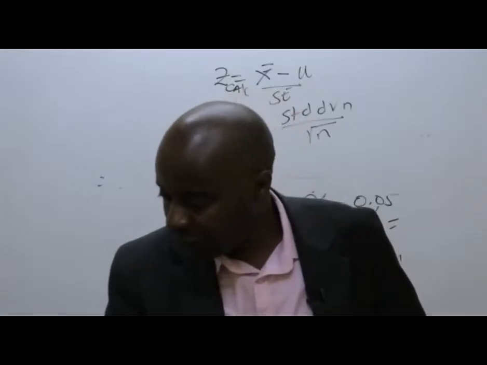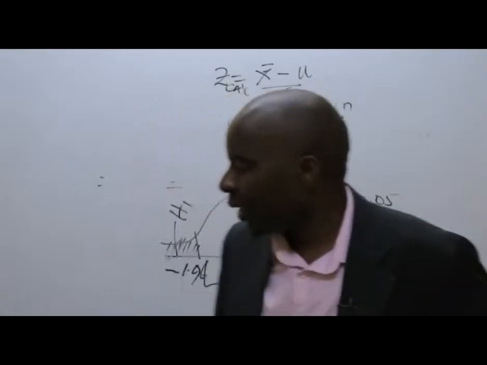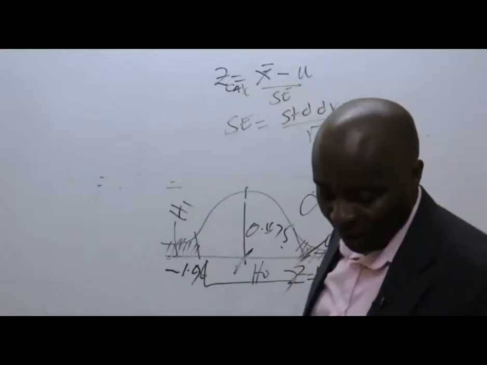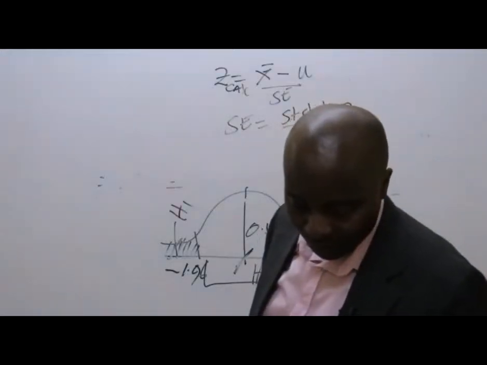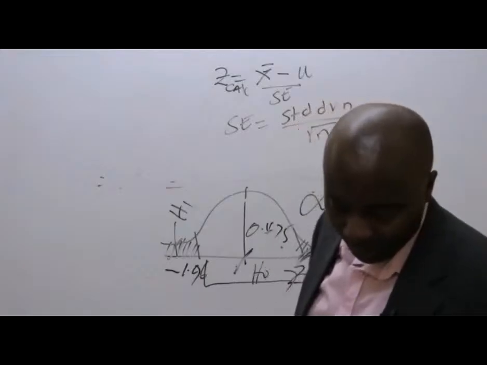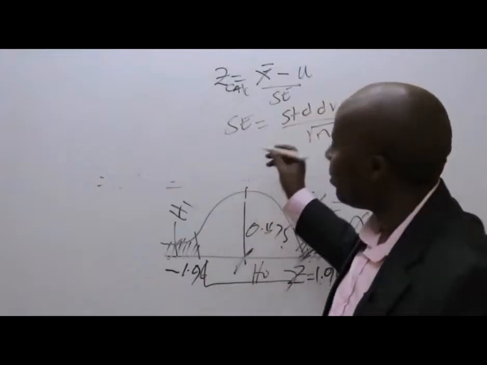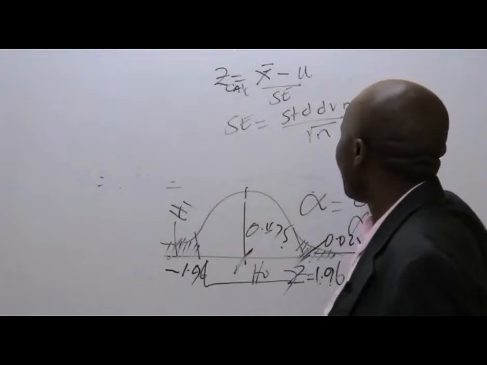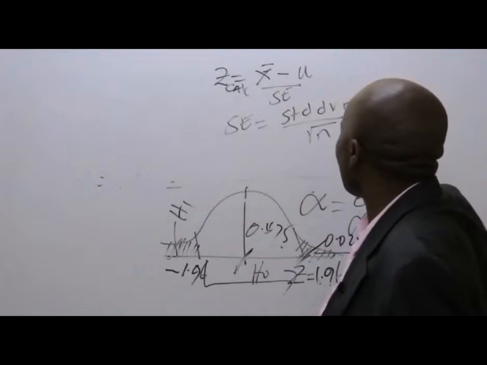Yes, I'm waiting for my students here to give me an answer. They're telling me that the standard deviation that has been given in the question is 80, all over the square root of n, which is 100. So the square root gives me 10, and 80 divided by 10 is 8.